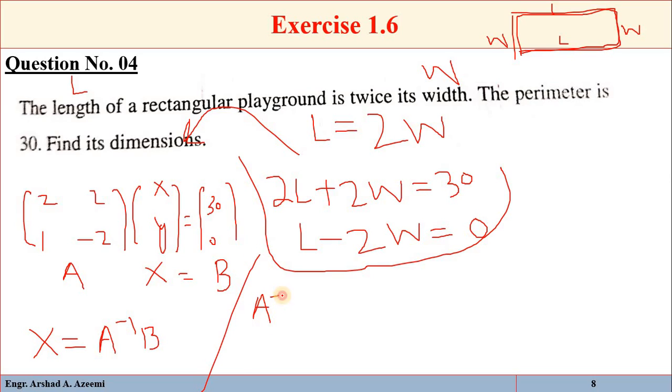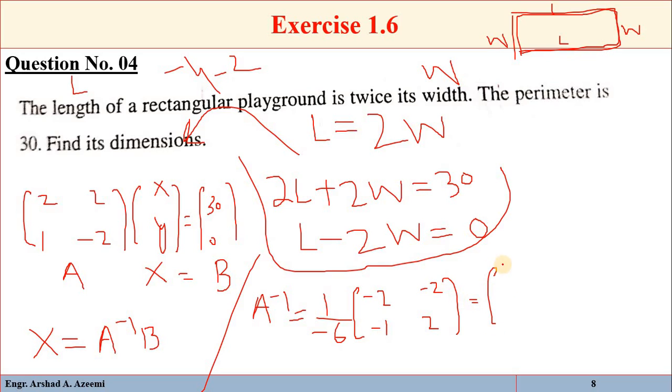So A inverse is equal to 1 over the determinant of A. So 2 multiplied by minus 2 is minus 4, minus 2 multiplied by 1, that is 2. So its determinant is minus 6, and for the adjoint, we interchange the primary diagonal and change the sign of the secondary diagonal. So the inverse is 1 by 3, 1 by 3, 1 by 6, and minus 1 by 3.